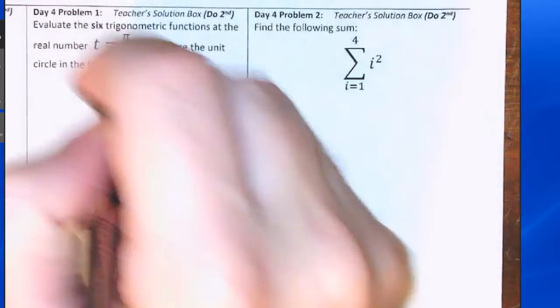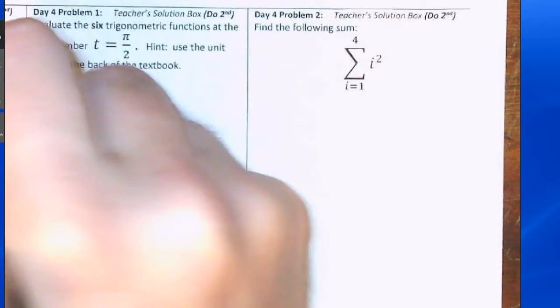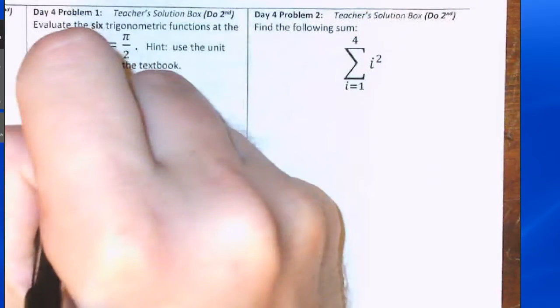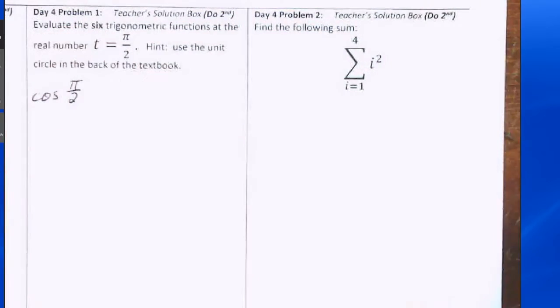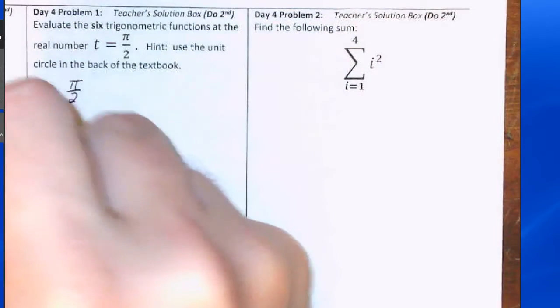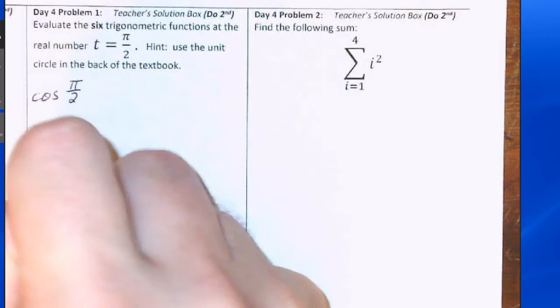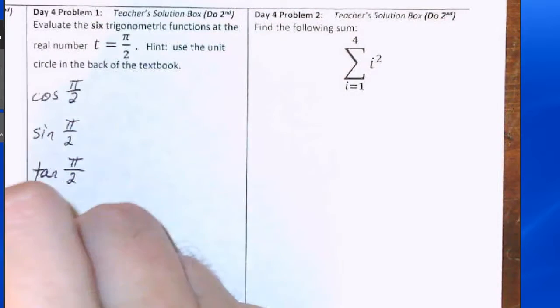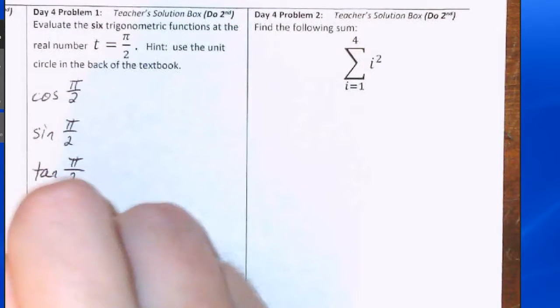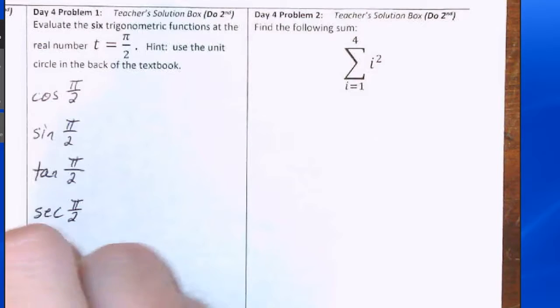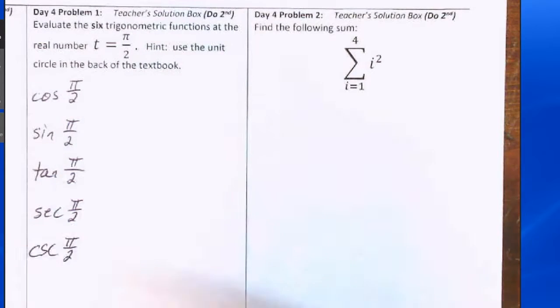So the 6 trigonometric functions are cosine. We want to find the cosine of a pi over 2 radian angle. Sine. Tangent. Secant. Cosecant, and cotangent.